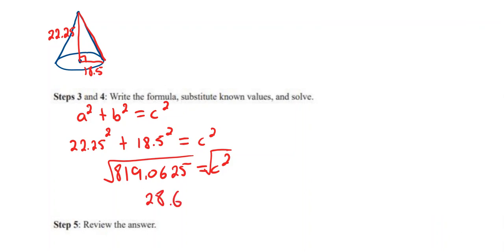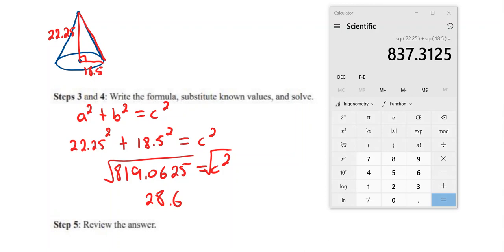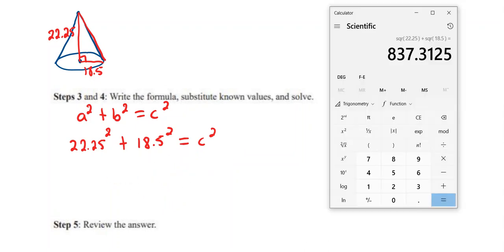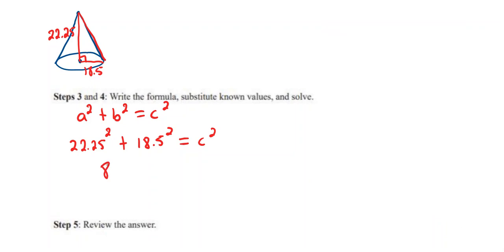Why do you think we might have been different? You guys got 28.9 and mine was a little bit different. What do you think happened? All right, so the class found that I made a mistake. Let's go back. Rewind. What I did, I put in 18 squared. You can look back up here. It's 18.5 squared, and this should have been 837.3125 equals c squared. And then last step, we'll square root both sides.